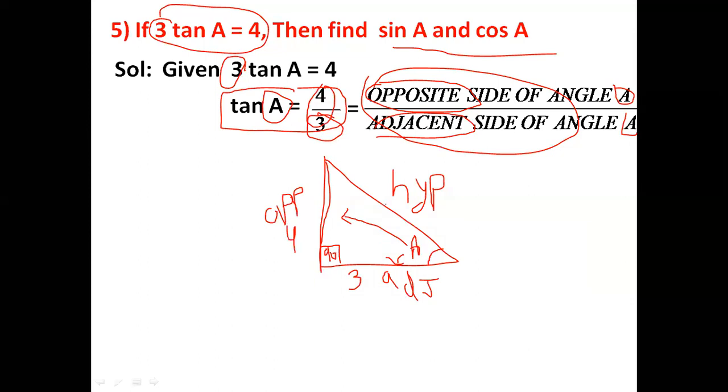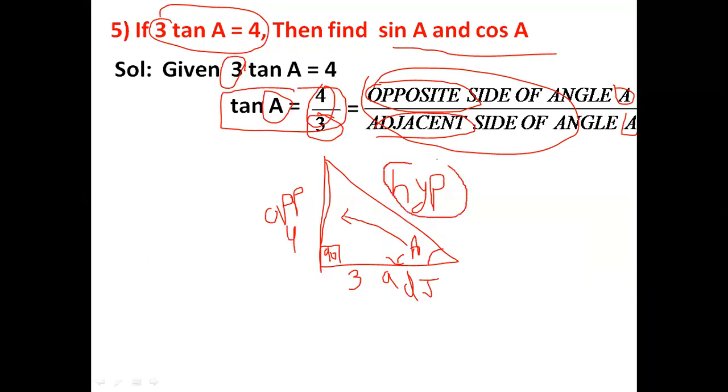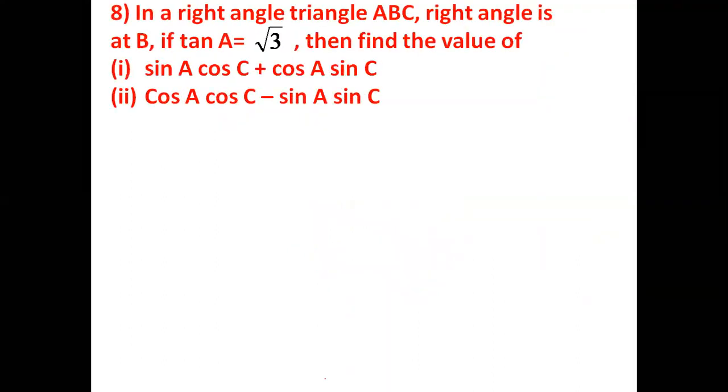Now you have to find the hypotenuse by using the Pythagoras rule. By solving, this will be 5. Now you find sin A and cos A. Sin A is the ratio of the opposite side of angle A by hypotenuse. Cos A is the adjacent side by hypotenuse, and we solve the problem. Right. Next problem, last problem, eighth one.